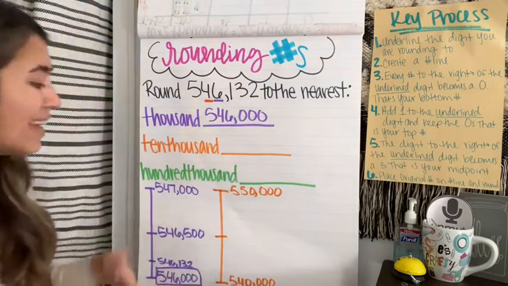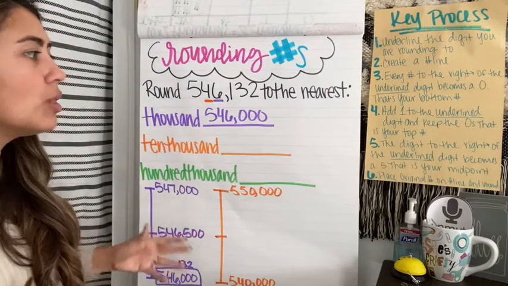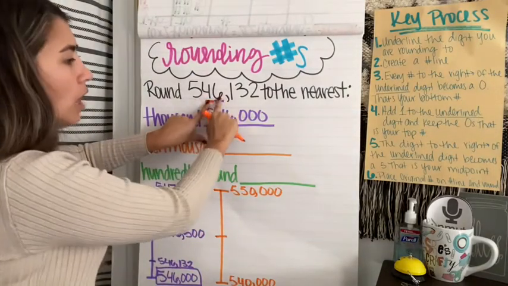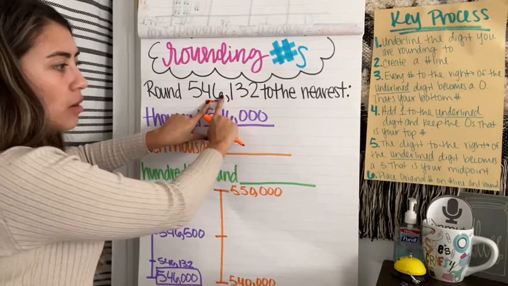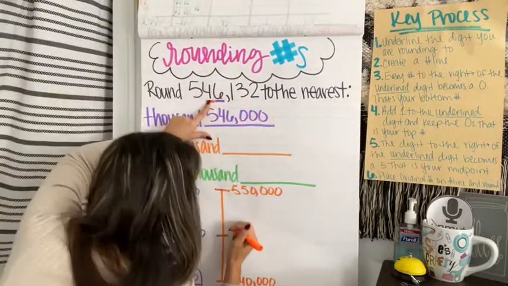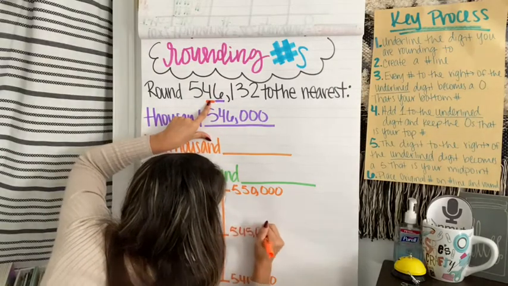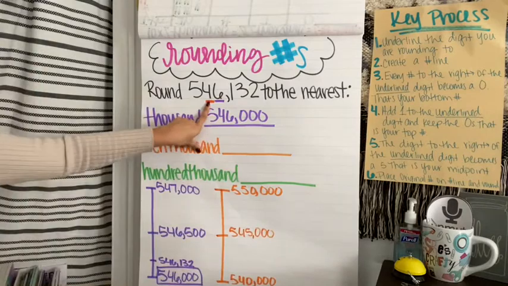550,000. Now I need a midpoint, so step 5, the digit to the right of the underlined digit becomes a 5. That's my midpoint. Okay, let me write that down. 5, 4, 5, 545,000.